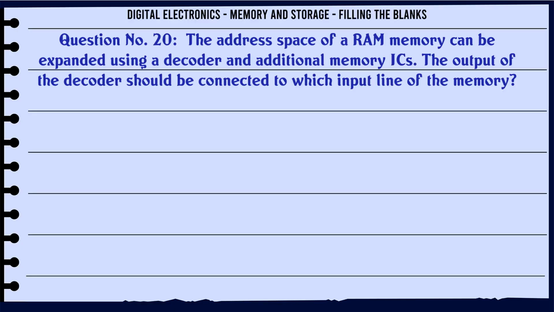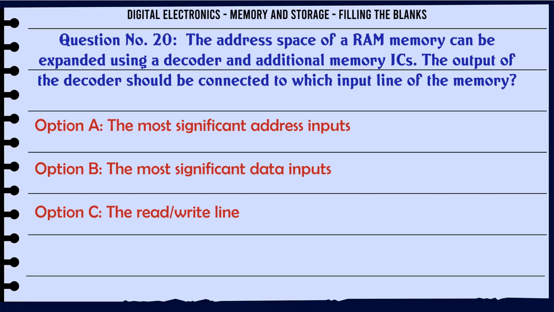The address space of a RAM memory can be expanded using a decoder and additional memory ICs. The output of the decoder should be connected to which input line of the memory? A. The most significant address inputs. B. The most significant data inputs. C. The read-write line.